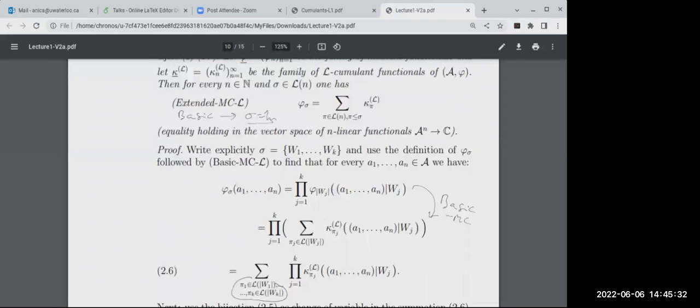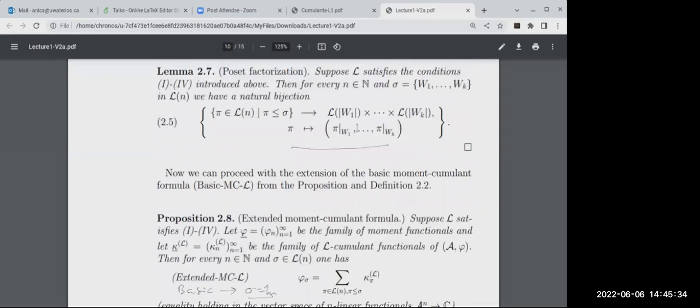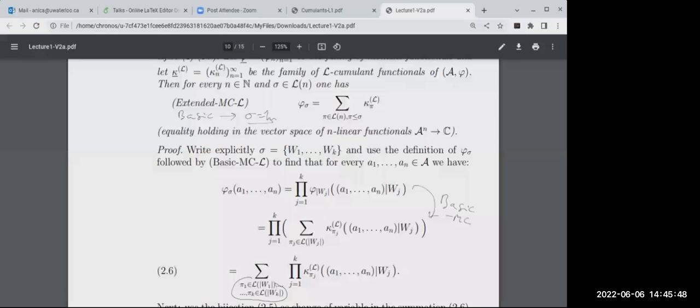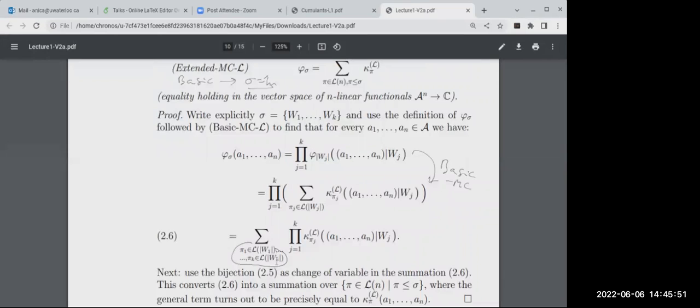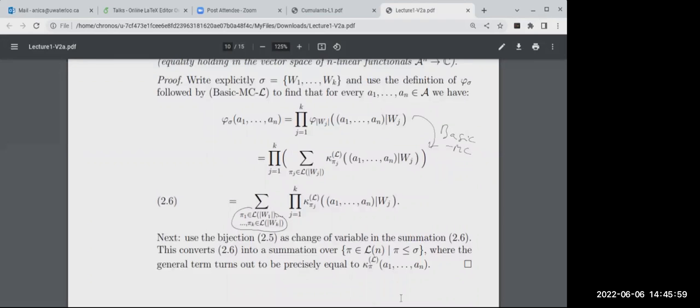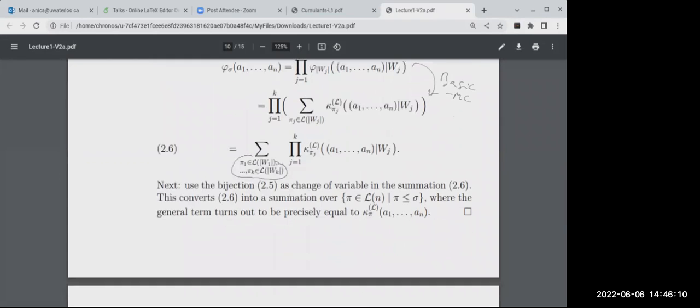And then you look a bit above here, and you see that pi 1 to pi k from here can be substituted via this bijection, used as a change of variable, into a pi running in this interval, pi less or equal to sigma. So if I return to where I had arrived, I can use the change of variable to convert this into a summation over pi less or equal to sigma. Then there is some more work to show that it's exactly the general term. But the point was that conditions 3 and 4 and the lemma that I observed by putting them together are exactly what makes this work.